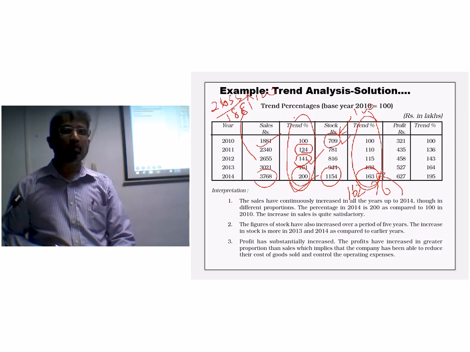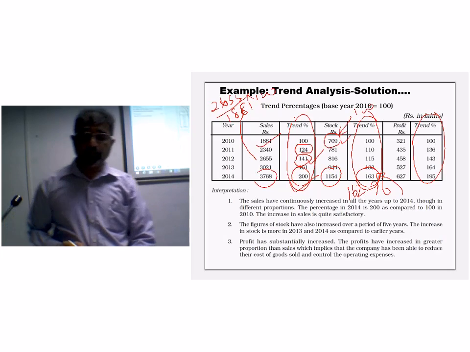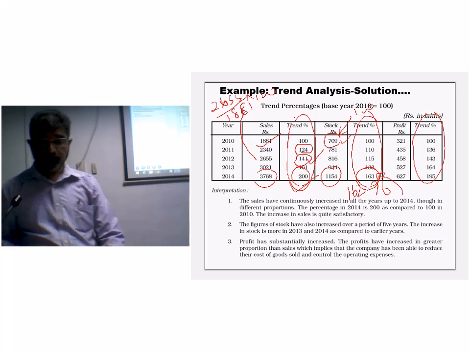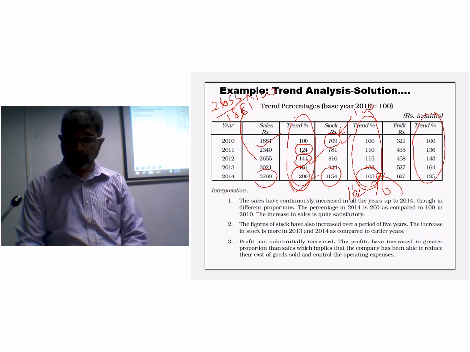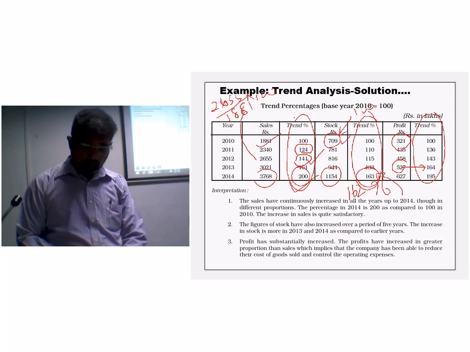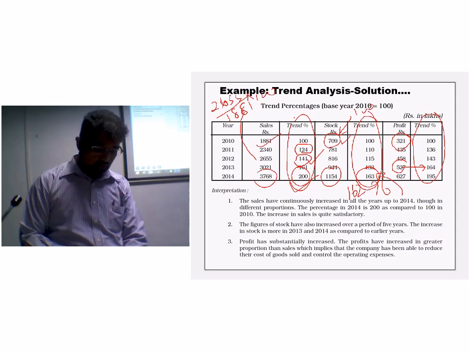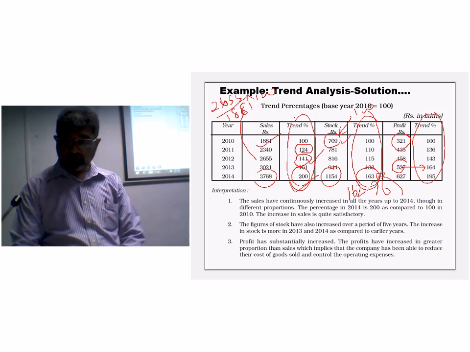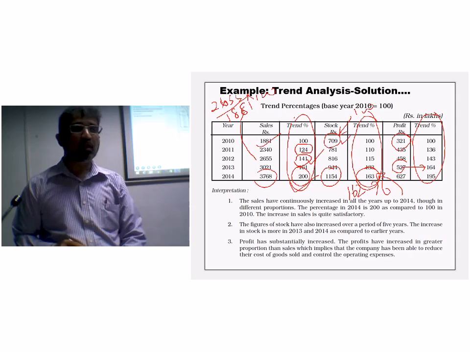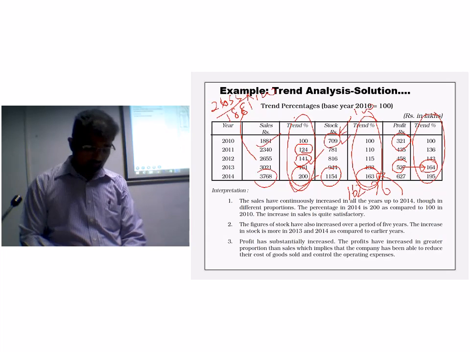Again, the same method you can use to calculate the trend value for profits. Here you can see base value 321. Now if you need to take this value, what is the way? First of all, we have to type 527, and divide this by 321 into 100. Our answer is 164.17, approximately 164.